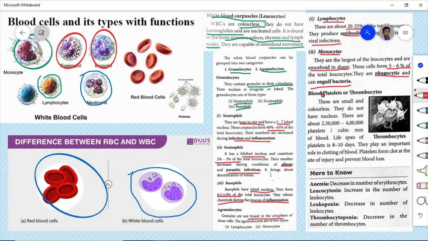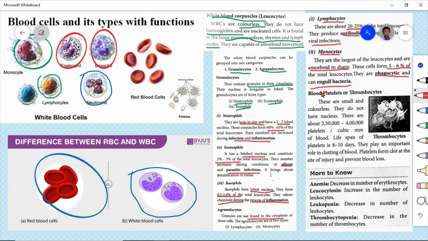How many platelets are present in 1 cubic mm of blood? 2,50,000 to 4 lakh platelets are present in 1 cubic mm of blood. The lifespan is 8 to 10 days. Within these days it can survive, after that it is destroyed. One important function is blood clotting. Its main function is clotting of blood.